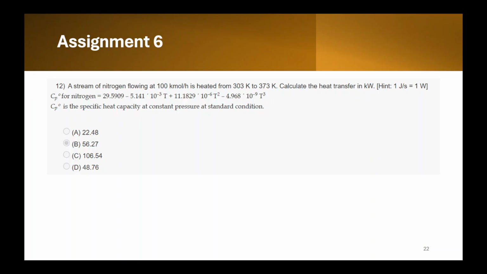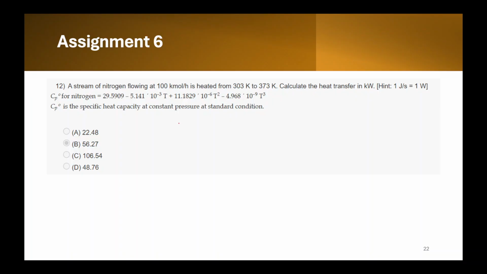Next question from assignment 6. A stream of nitrogen flowing at 100 kilomole per hour is heated from 303 Kelvin to 373 Kelvin. Calculate the heat transfer in kilowatt, which is given to us. A hint is given to us. 1 joule per second is 1 watt. And the Cp for nitrogen, you are given this expression. So Cp can be expressed in this form.